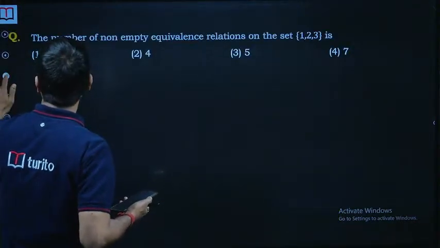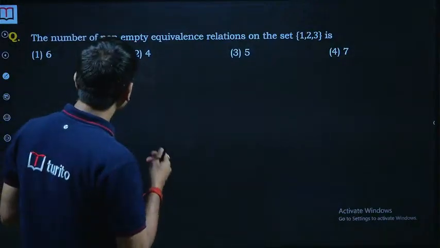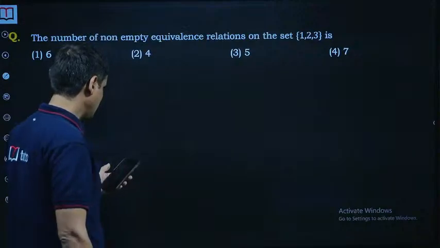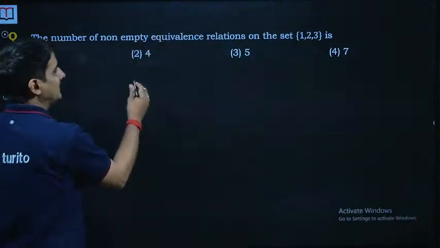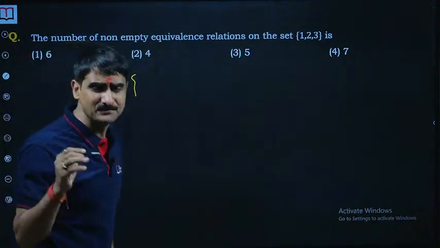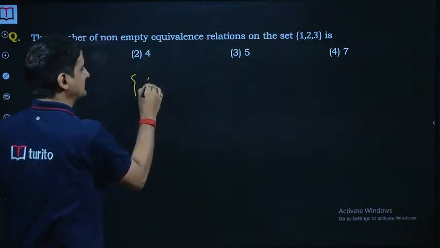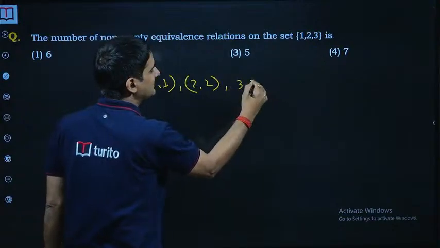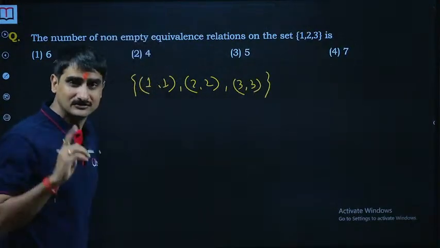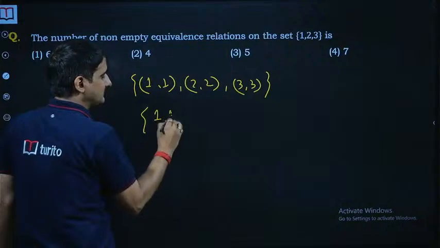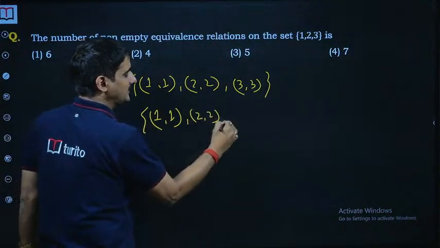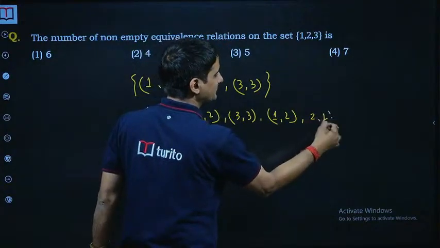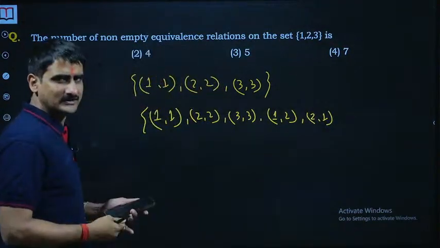So that's it. Now the next one is the number of non-empty equivalence relations on the set. So how many non-empty equivalence relations? See, the smallest possible equivalence relation is the one which has those elements which are sufficient to make it reflexive. That's it. So that's one. Now, to it add (1,2). So of course to make it symmetric you need to add (2,1). Now see whether it's transitive or not.